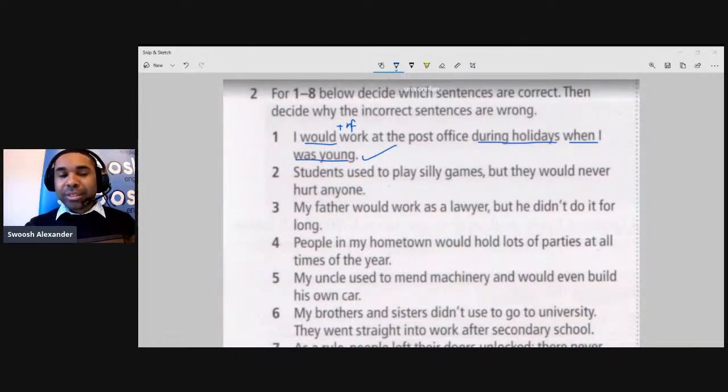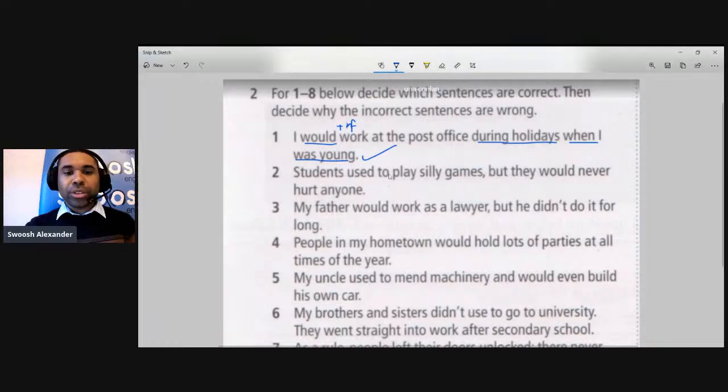So I can see that some of you thought that this sentence was incorrect, but no, this is a correct sentence. I would work at the post office during holidays when I was young. Again, you're referring to a routine which took place in the past, but it no longer happens. That's the point. It's only in the past. It no longer takes place.